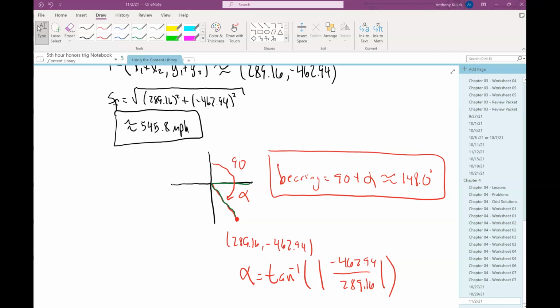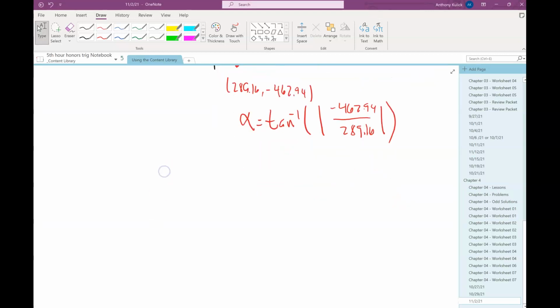Wait, why was it tan inverse always? Oh, because you have X and Y's. Okay. You want to do one more?